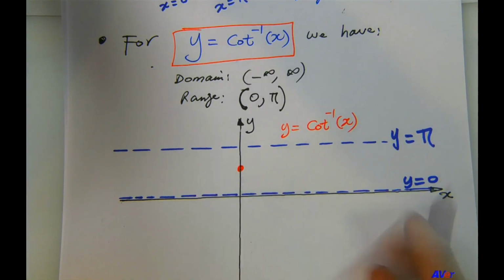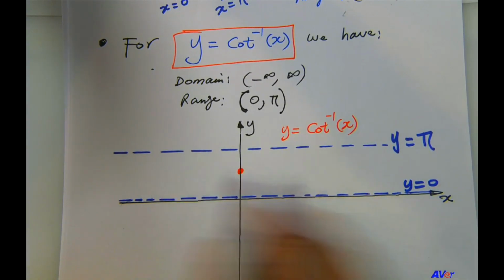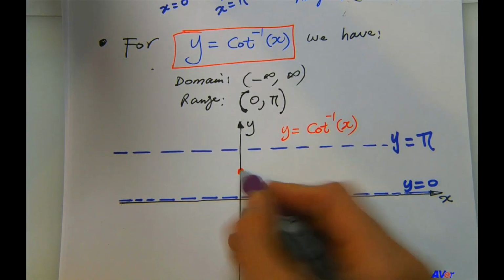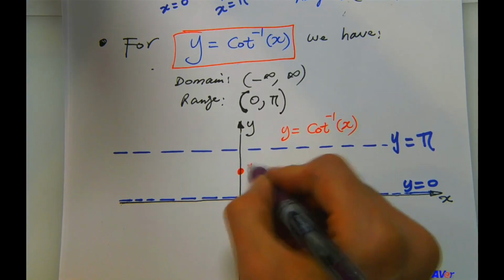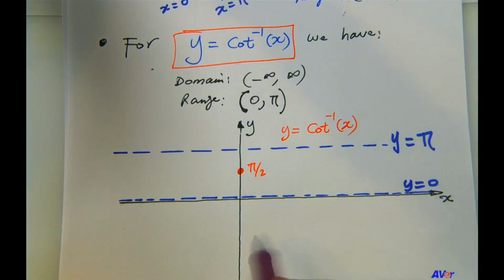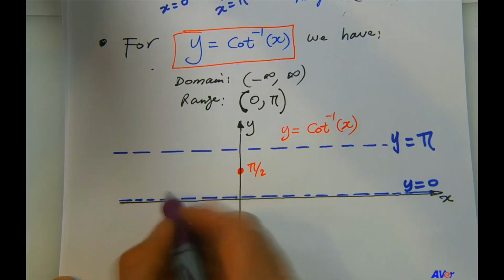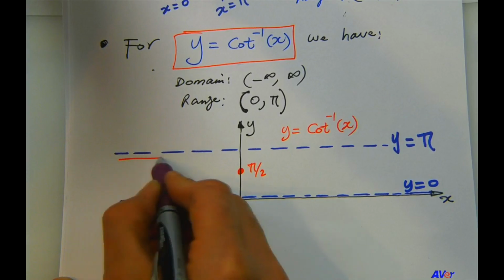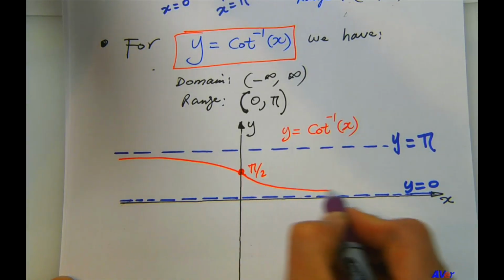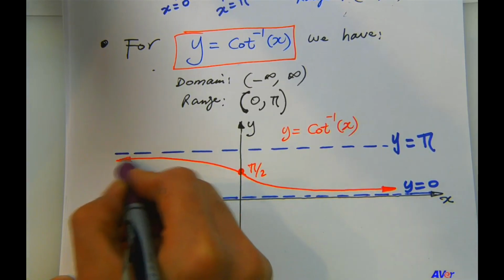So we're going to come from negative infinity. This is going to be the pi over 2, right? So this is pi over 2, halfway between y equals 0 and pi. And so our graph is going to be like that. And like that.